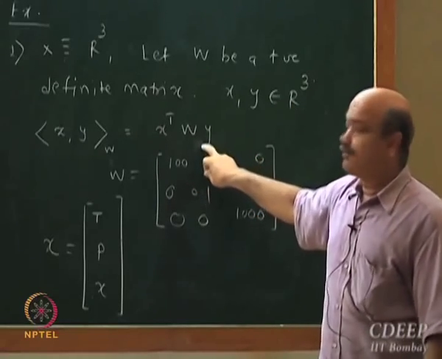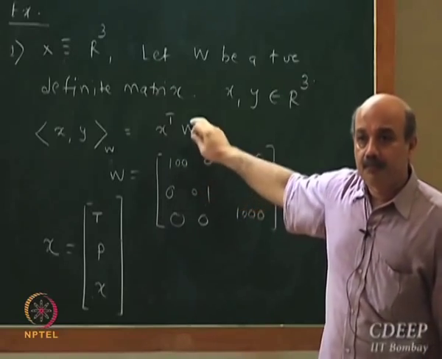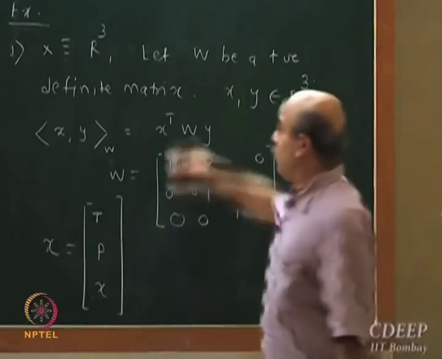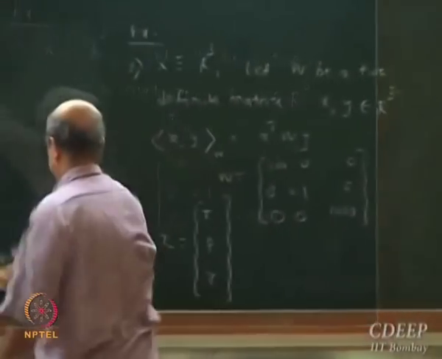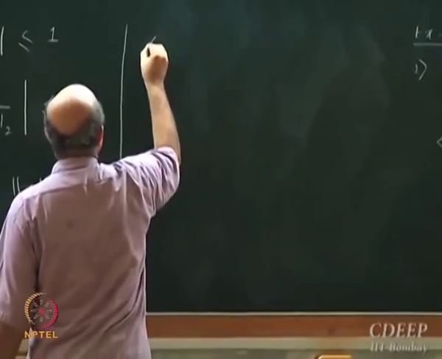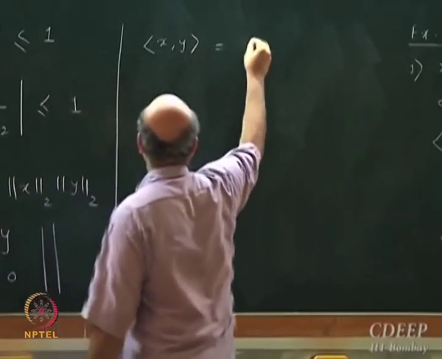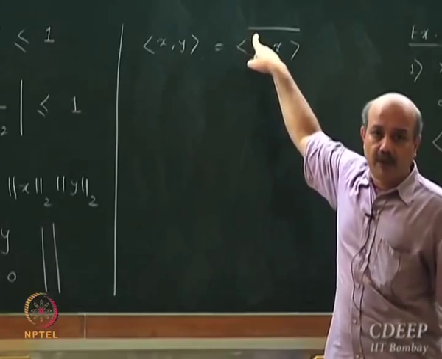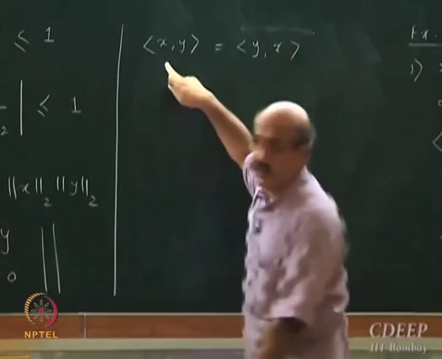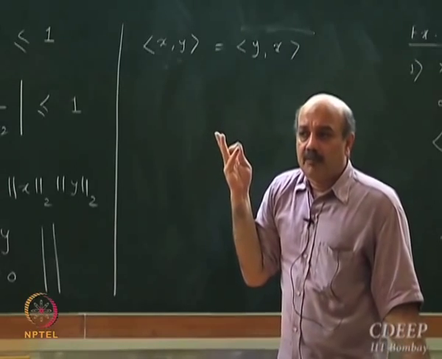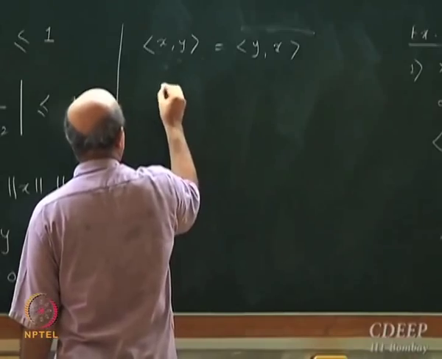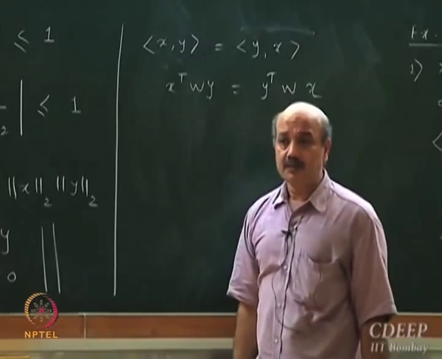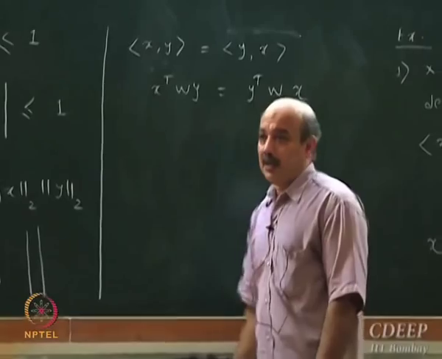Now let's see whether this particular inner product satisfies the properties that are specified. What is the first property? Just go back and look at it. My first property is that x, y should be y, x bar, but we are not working with complex numbers. So since we are not working with complex numbers, if I interchange, it should not matter. So I don't have to prove to you that x transpose Wy is the same as y transpose Wx. Why is this true? Is this always true?